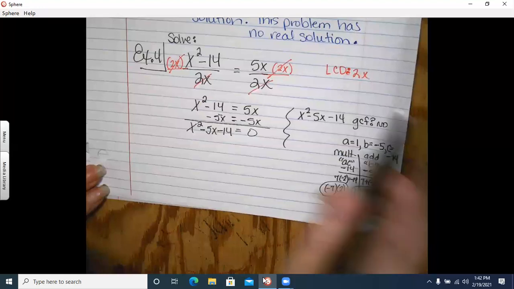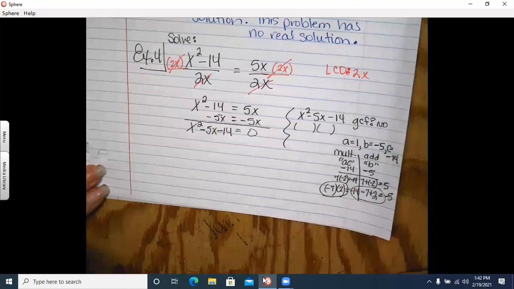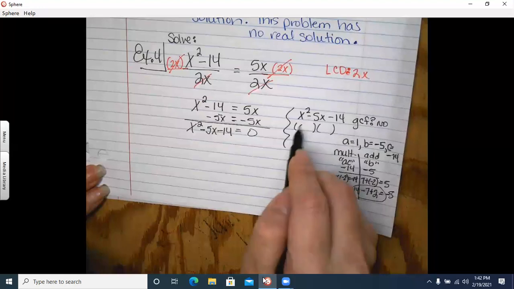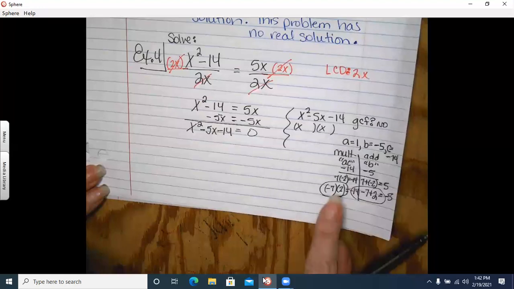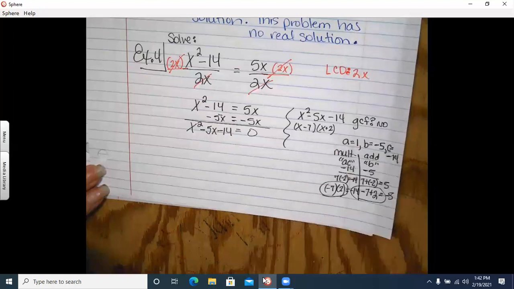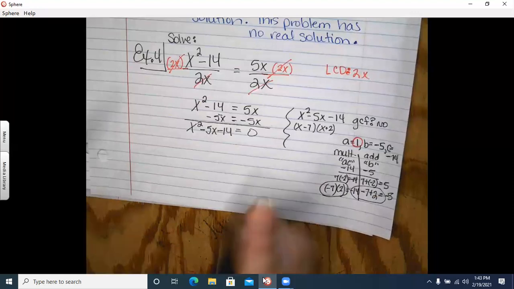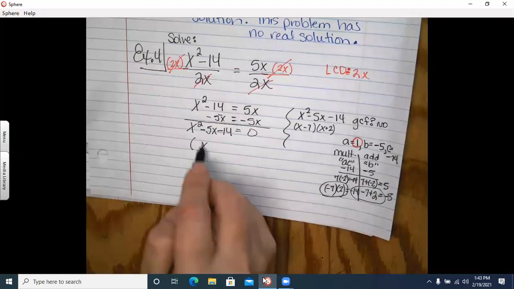So let's make our parentheses. The first term in each set is whatever variable we're using. In this case, it is an x. The second term comes from the T-chart. We need a negative 7 and a plus 2. Will I be dividing and sliding? Not necessary because A is equal to 1, right? So those are my factors. My factors are x minus 7 and x plus 2.